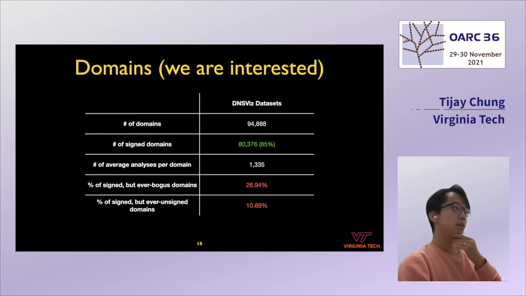So the number of domain names we are interested in now is 94,000, and the percentage of signed domain names is nearly 85%, which is really great. But the percentage of signed but ever bogus domain names, where administrators go to the website to fix their problem after their domain turned bogus, is over 26%. And the percentage of signed but ever unsigned, which means they retracted DNSSEC, is near 10%.